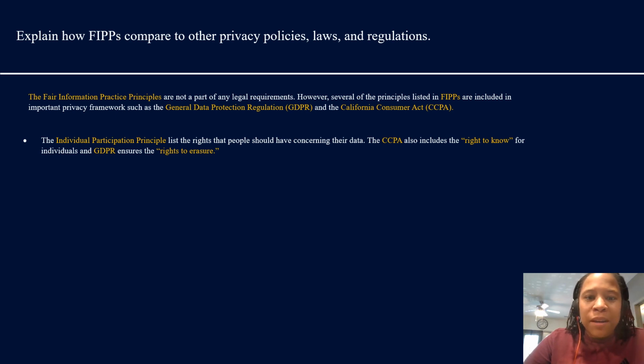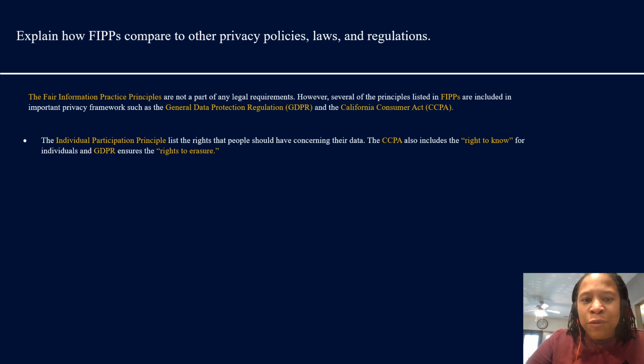The FIPPS are not a part of any legal requirements. However, several of the principles listed in the FIPPS are included in important privacy frameworks, such as the General Data Protection Regulation, also known as the GDPR framework, and the California Consumer Privacy Act, also known as the CCPA.